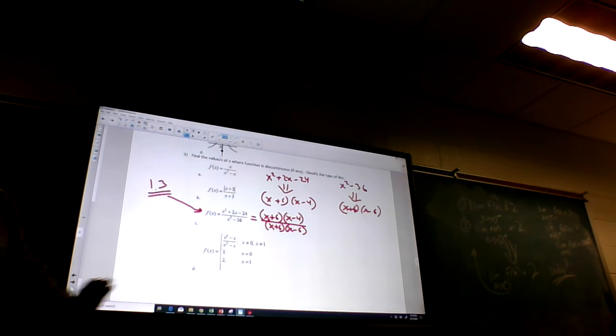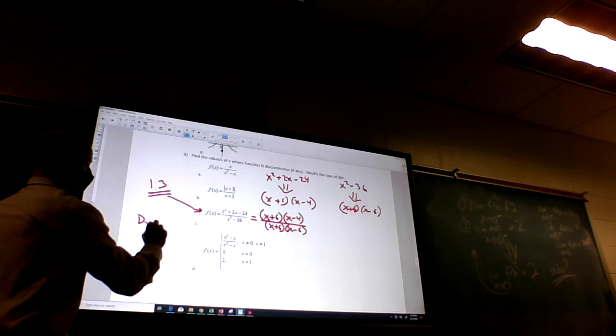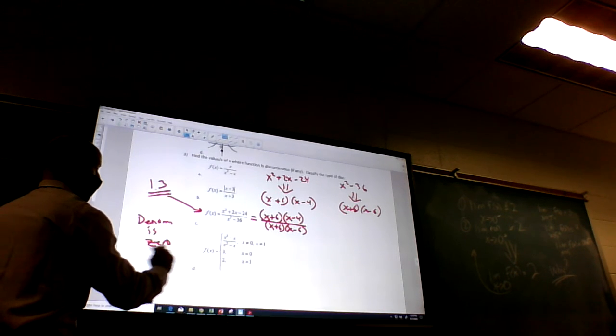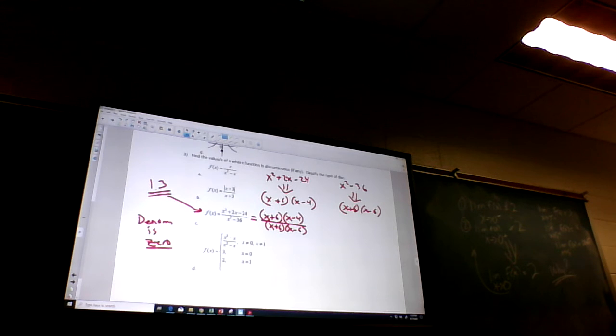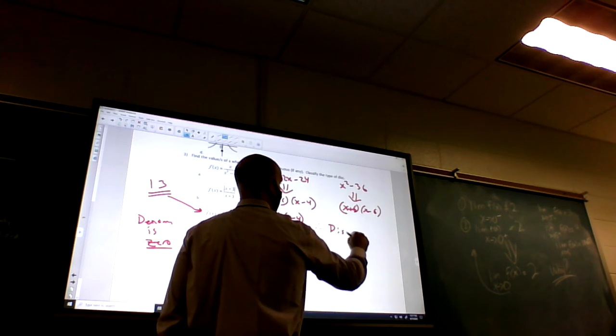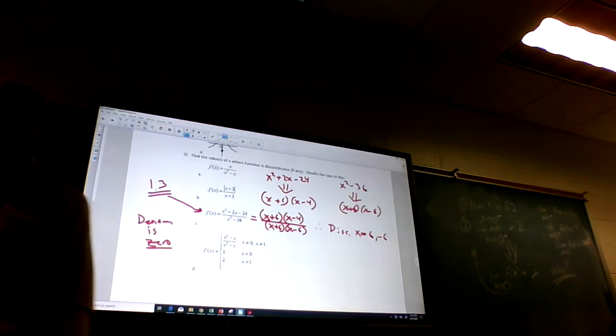So I claim, by what I've done right here, we are interested in when the denominator is 0. Wherever the denominator is 0 is where we're going to have discontinuities. Who can tell me what x values are going to produce discontinuities in this picture? 6 and negative 6. So therefore, we are going to have a discontinuity at x equals 6 and negative 6. Fact.